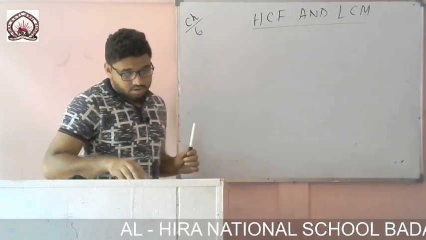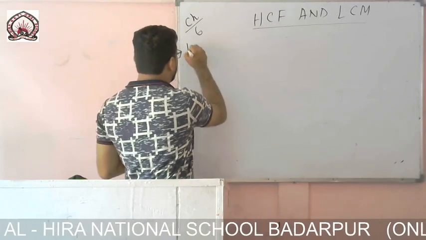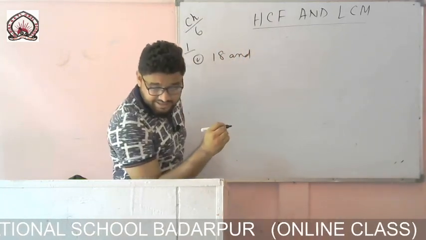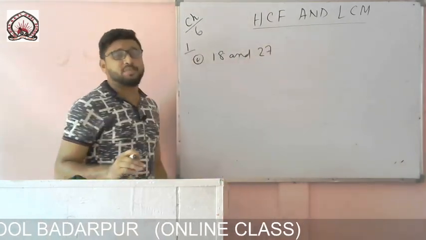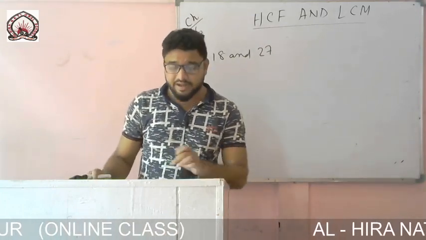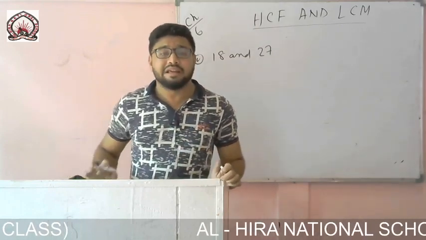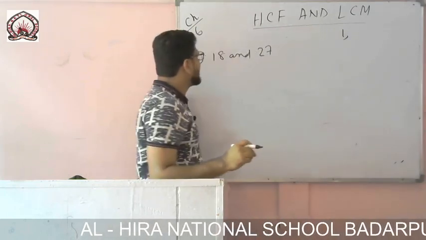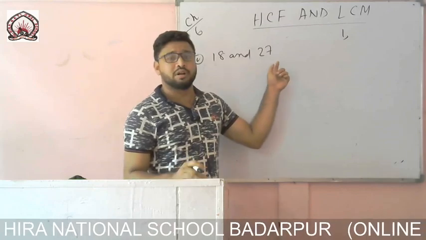Okay? So you see 18 and 27. You find a multiplication table where 18 and 27 both we can get together. In the table of 1, obviously we shall get both. And in table 2 I shall get 18, but I will not get 27.